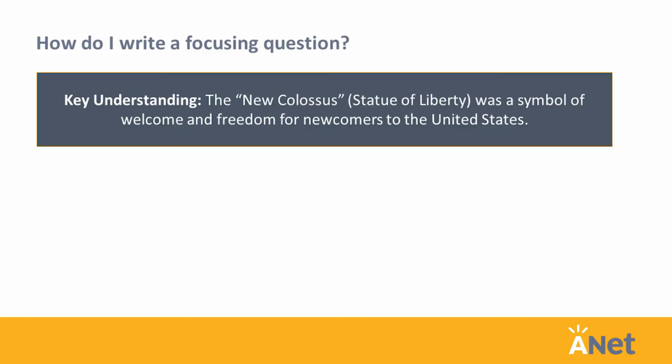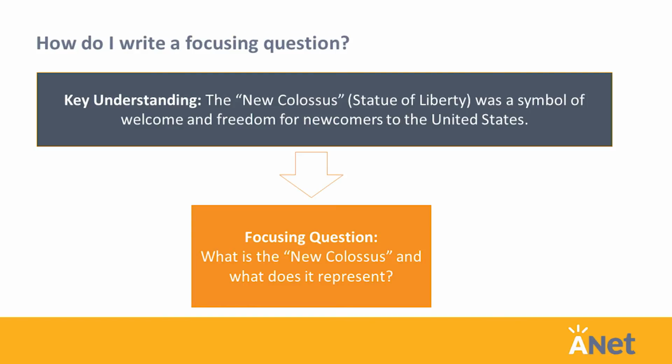We said that the key thing for students to be able to understand from this text was that the New Colossus, or Statue of Liberty, was a symbol of welcome and freedom for newcomers to the United States. From here, we simply need to transpose this key understanding into a question that we want students to answer in writing at the end of the series of lessons. So I might rework this key understanding into a focusing question as you see on your screen. What is the New Colossus and what does it represent?